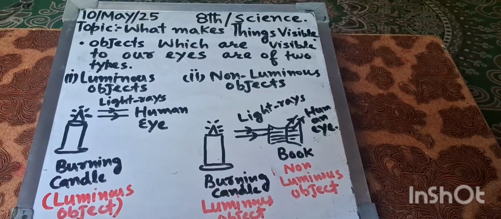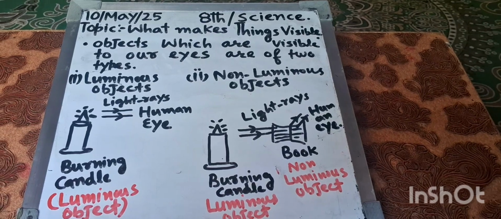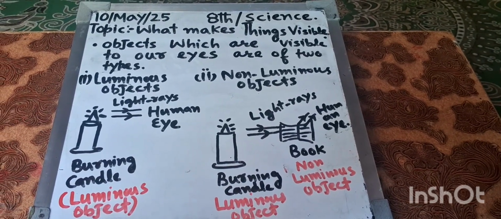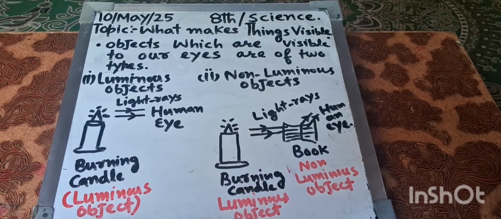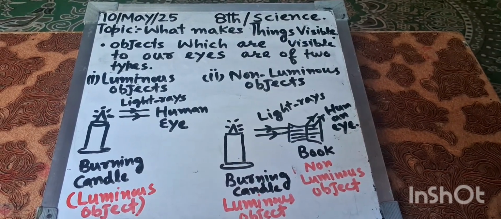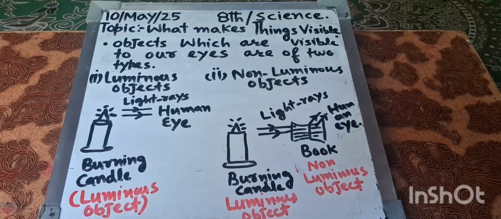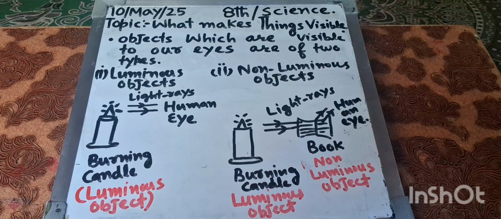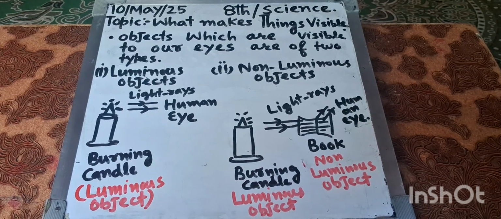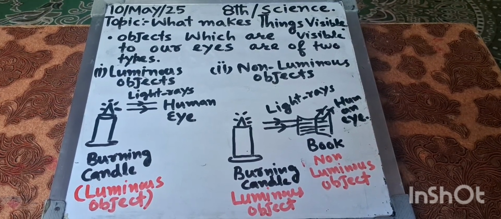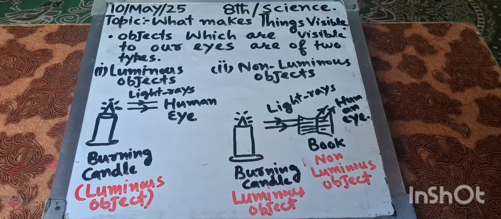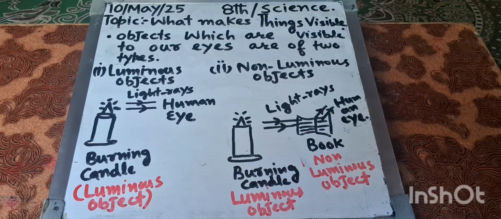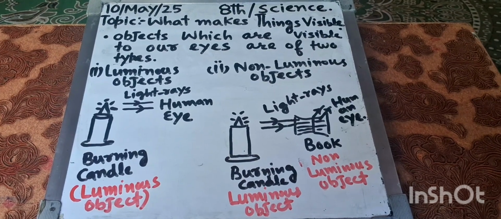Now we will try to learn what are the different types of objects that are visible to our eyes. There are two types of objects that are visible to human eyes. One is luminous objects, another is non-luminous objects. Luminous objects are those objects which can produce and emit their own light. Examples: sun, stars, burning candle, torch, tube light. These are some luminous objects.